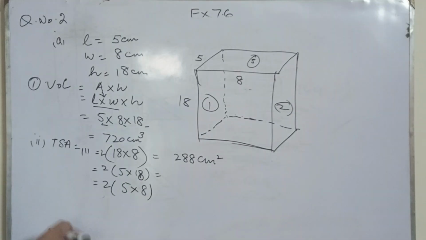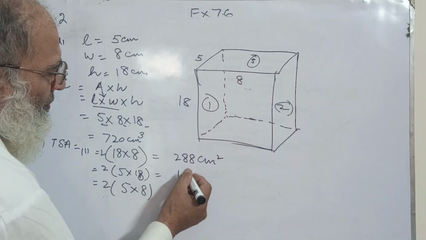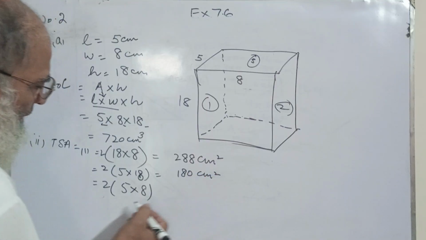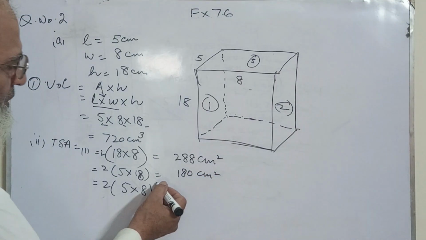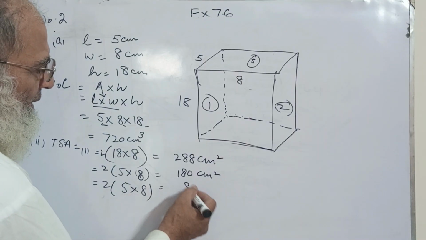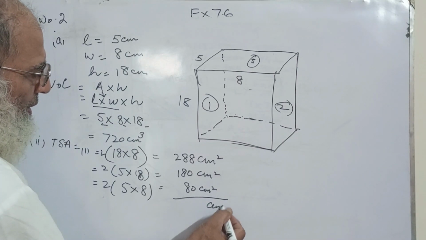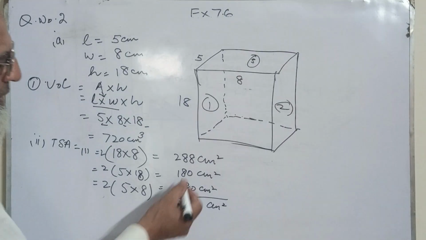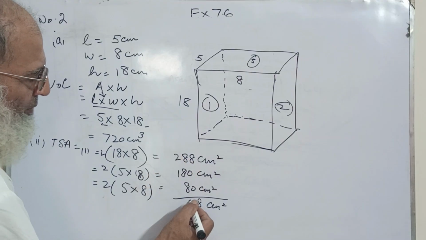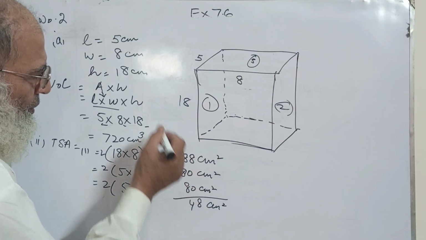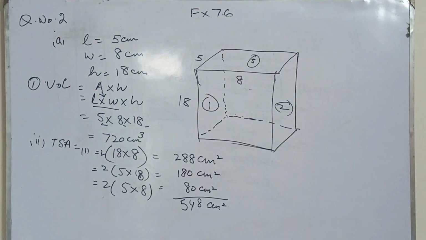And similarly, it will be 180, I suppose, multiplied by 5 multiplied by 2. Yes, it is 180 centimeter square, and 40 multiplied by 2 is only 80 centimeter square. Just add them up. It will remain as it is, centimeter square. 548 centimeter square is the total surface area.